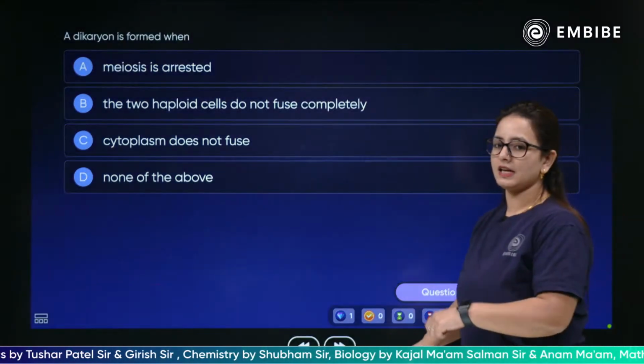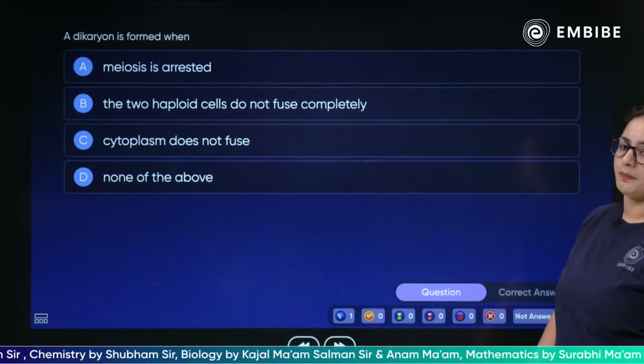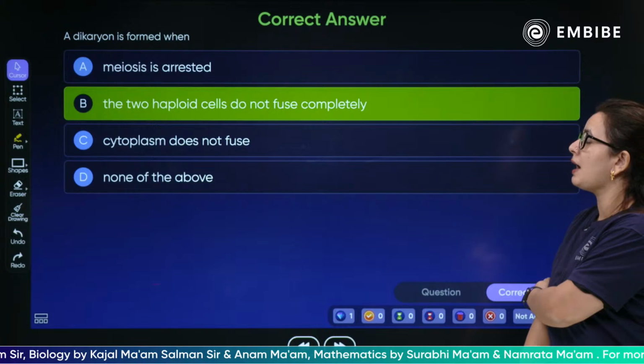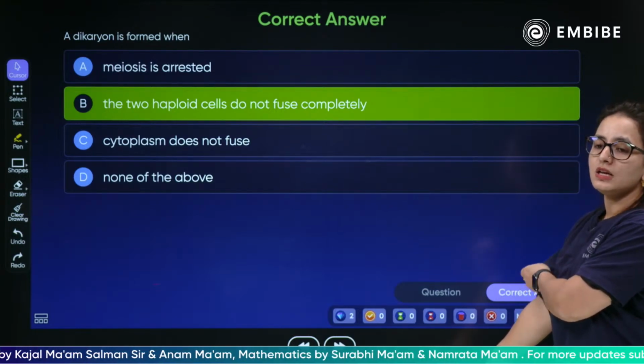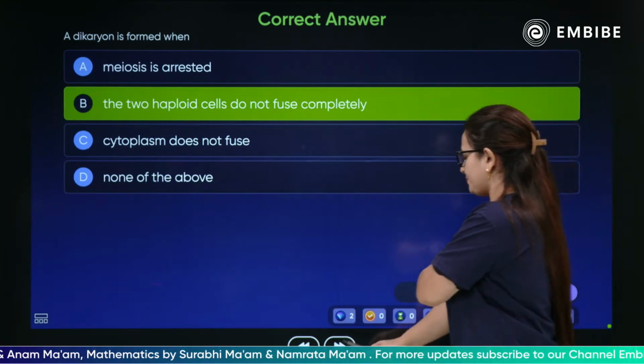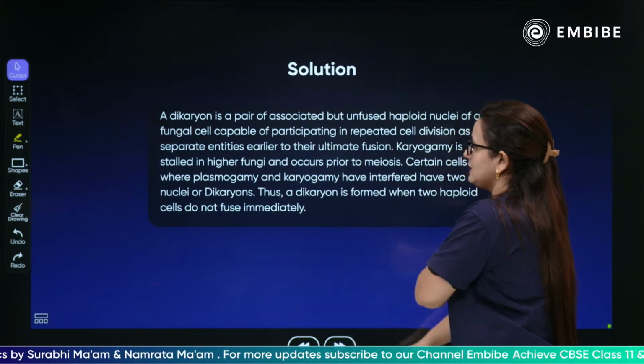How is dikaryon formation taking place, children? Meiosis is arrested, two haploid cells do not fuse completely, cytoplasms do not fuse, or none of the above? Yes, of course, children, the two haploid cells do not fuse completely, creating a dikaryotic stage.